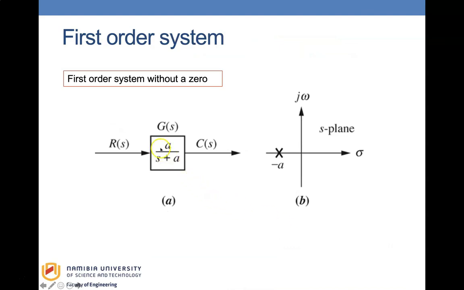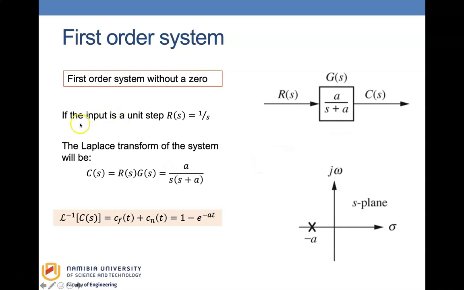So, first order system without a zero. When we say without a zero, it means that there is no root in the numerator, and so you have one root at the denominator, which will be s equals minus a. You can put that as a pole, because we said this is a pole, so we have it here as a pole.